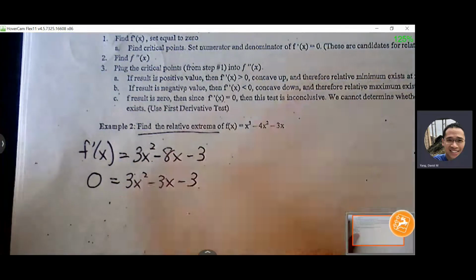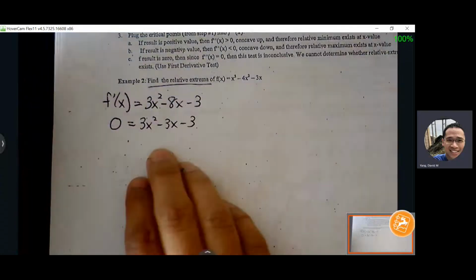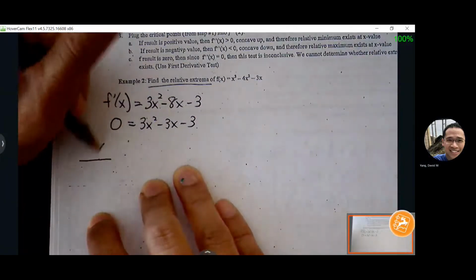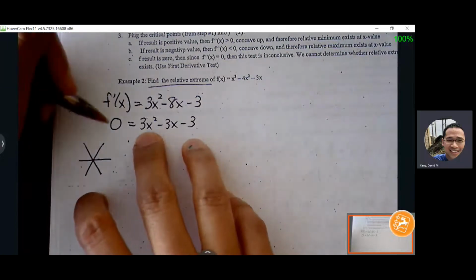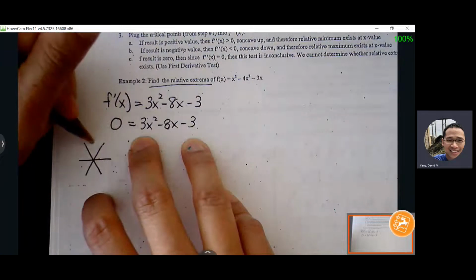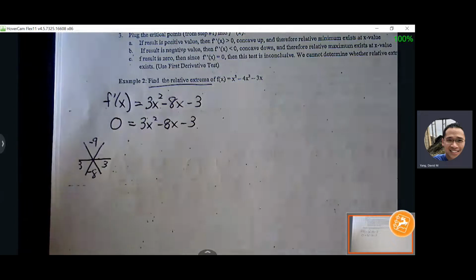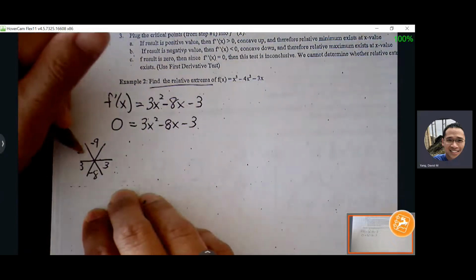I can go through trinomial factoring. I can do the star method. A times C is -9, so I need numbers that multiply to be -9 and add up to be -8. My A value is 3. So multiplies to be -9, adds up to be -8. It's going to be -9 and 1.